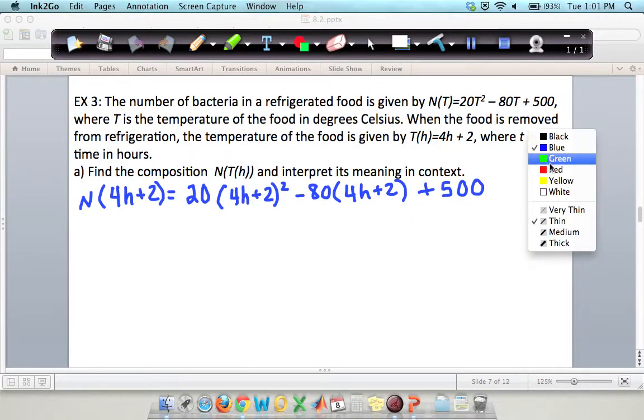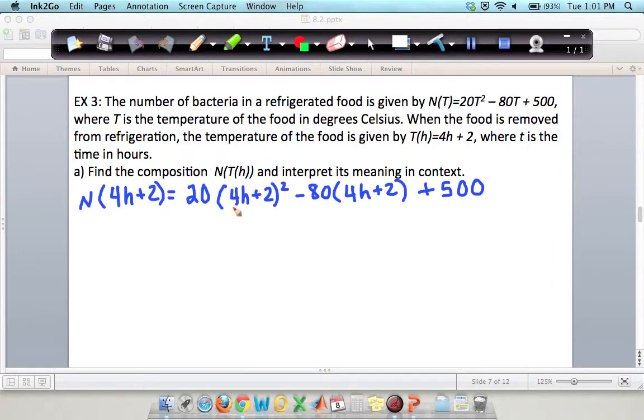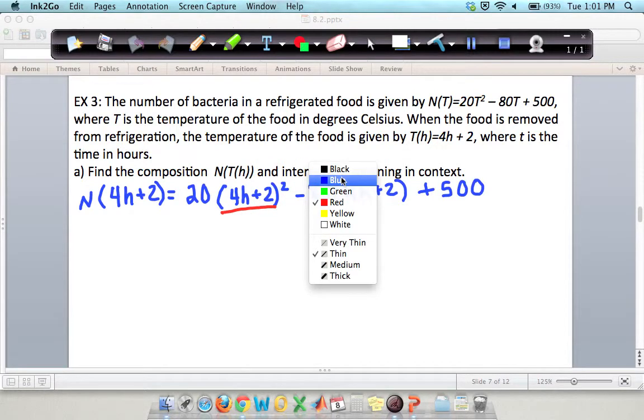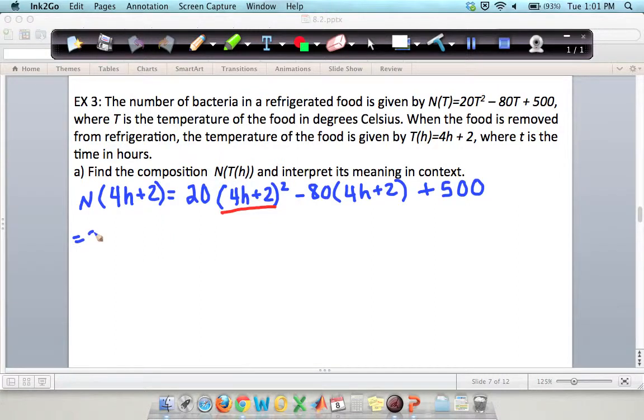Okay, before we can simplify, remember if you have 4h plus 2 squared like this, you have to FOIL this. This is 4h plus 2 times itself. So this is going to be 20 times, and I'm going to go ahead and FOIL the first terms, 4h times 4h, 16h squared. Outside and inside terms, so if I was multiplying this by itself, I'd have 8h plus 8h, which is 16h. And you can write this out if you want. I'm just kind of doing it in my head. And then for my last terms, I'd have 2 times 2, which is 4.